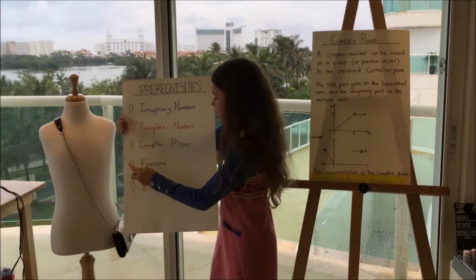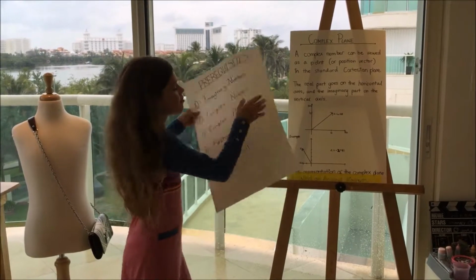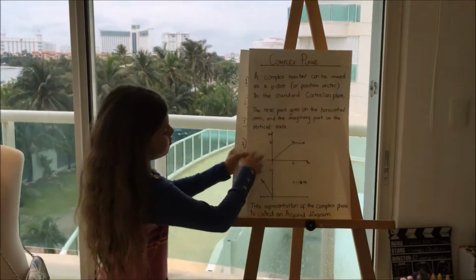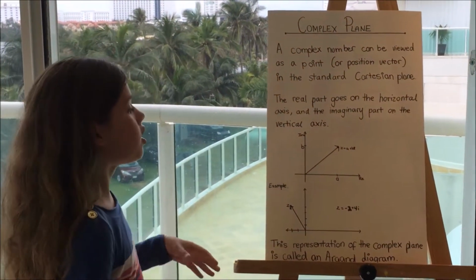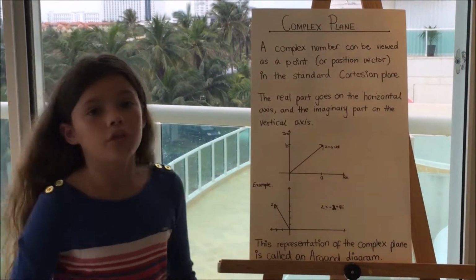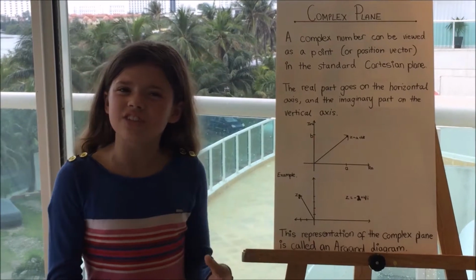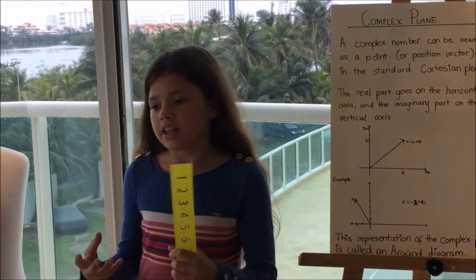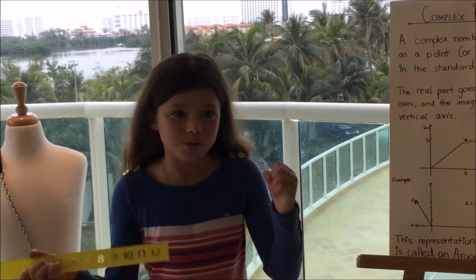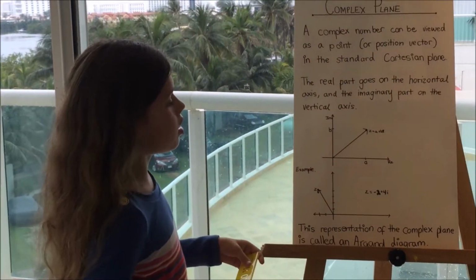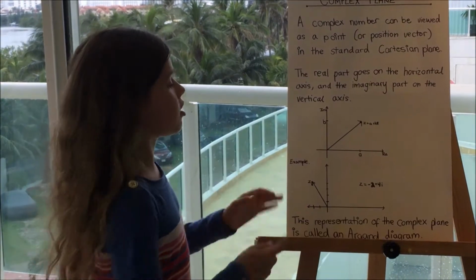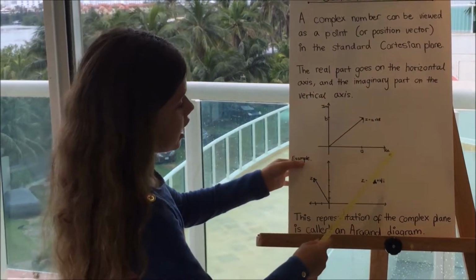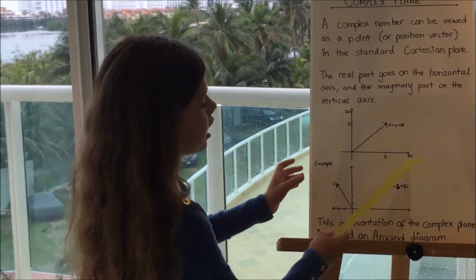Okay, what's next? Three, the complex plane. For the complex plane, I'd first like to start by saying something very important. The complex plane is like the Cartesian plane for the complex numbers. I think that's really important. We have the x-axis and the y-axis in the Cartesian plane, but in this case we have the imaginary axis and the real axis. So I'd first like to point that out.